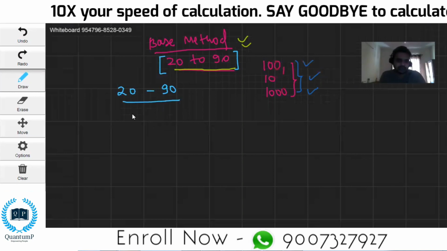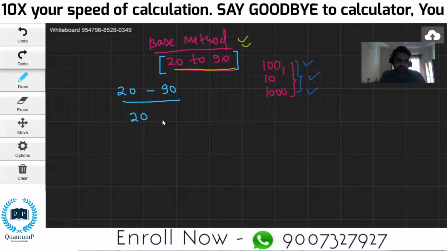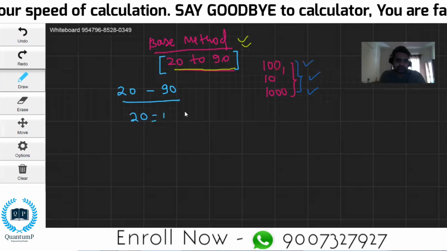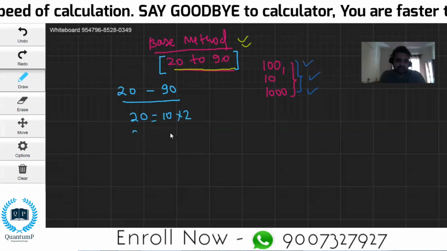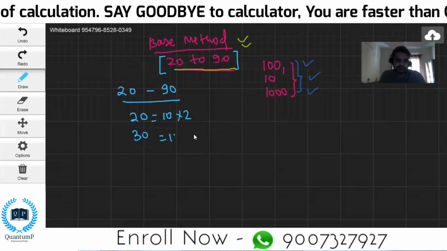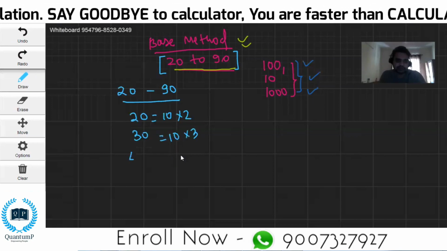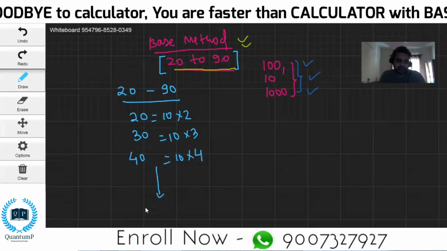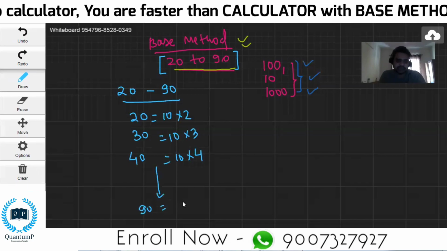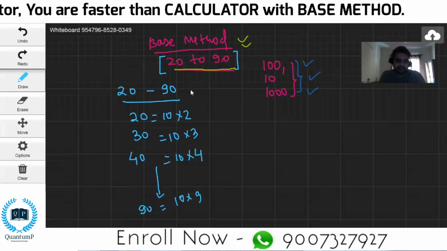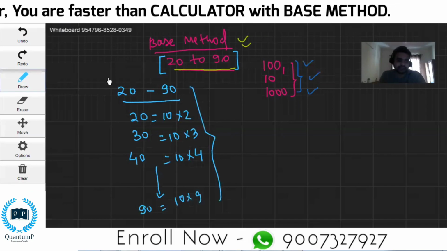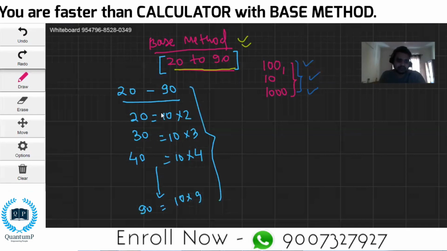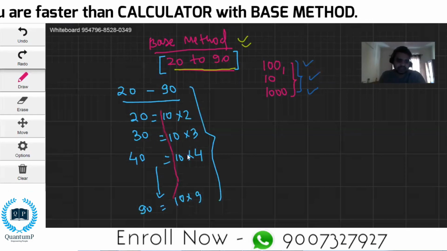You see how? So when you write 20, you can write 20 as 10 into 2. When you write 30, you can write 10 into 3. When you write 40, you can write 10 into 4, right? In the same way, when you're writing 90, you can write 10 into 9, right? Correct. So you see that every time you are multiplying with 10 to get the desired numbers, right?